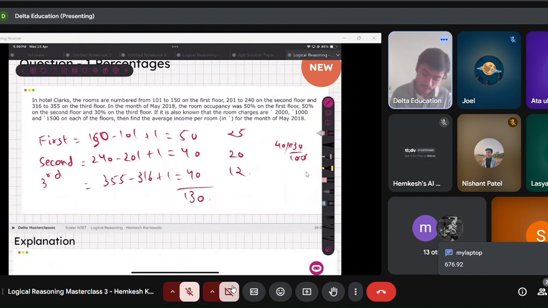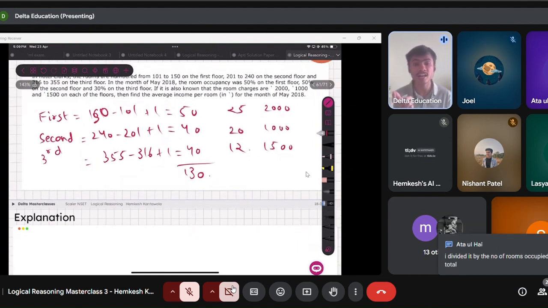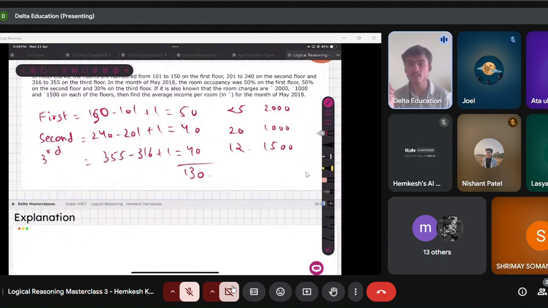Okay. Now let's move ahead. It is also known that the room charges are 2000, 1000 and 1500 on each floor. Basically, they were asked to find the average income per room. So per room means total rooms and not the occupied rooms. They were not asked for average income per occupied room, they are asking for all rooms. So that's why we need to divide by all the rooms.